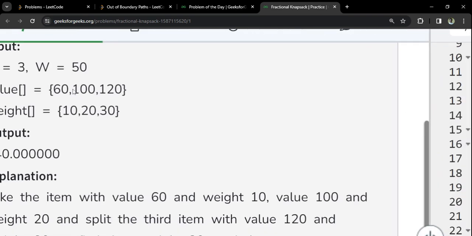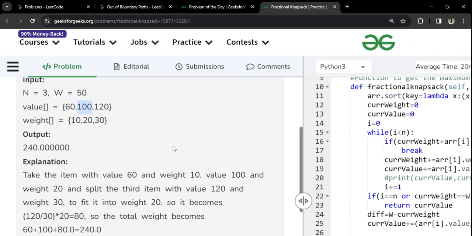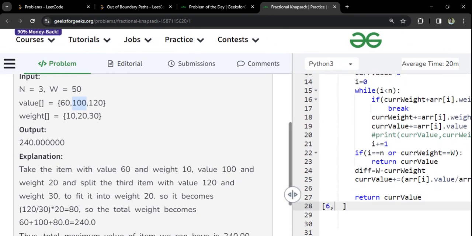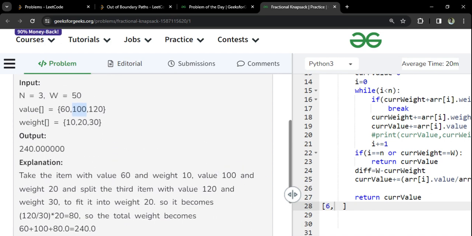In a similar way, can you quickly tell me, for this item, it has a weight of 20 kgs and a value of 100. Per kg value of this item will be how much? It will be 100 divided by 20, which is 10 divided by 2, which is 5. So per kg the value is going to be 5 for this item. And for the third item, the value is 120 and the weight is 30 kg. So per kg, what is going to be the value? It will be 120 divided by 30, which is 12 by 3, which is 4, right?